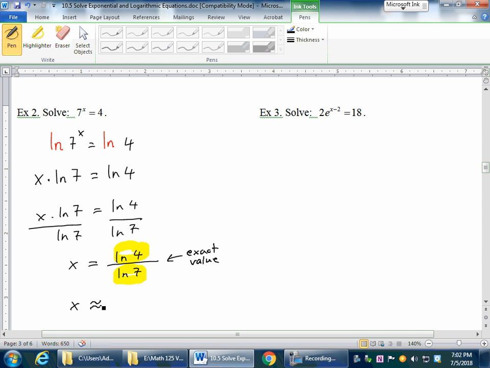Make sure you have your calculator and you know how to use it to get the right answer. So it will be ln of 4 divided by ln of 7. That gives me approximately 0.7124, dot, dot, dot.